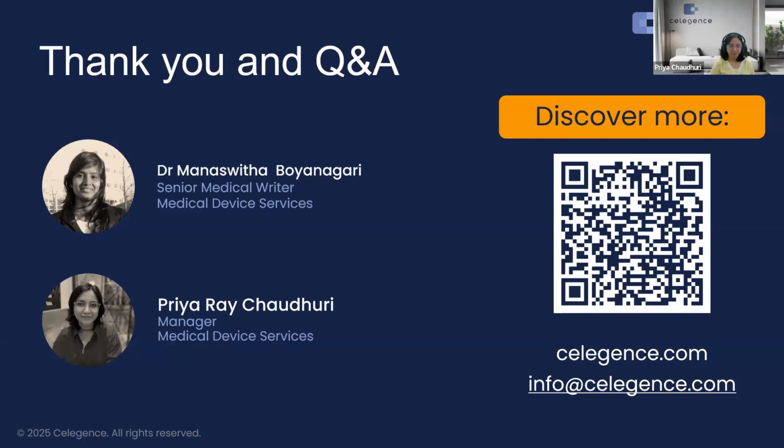Thanks, Manaswita. All right, let me do one more question, and then we'll wrap up. This is, should the CER contemplate literature data from other manufacturers for comparative purposes, for example survival rates, or just in cases of equivalence?